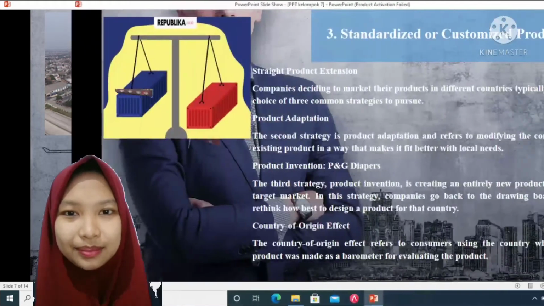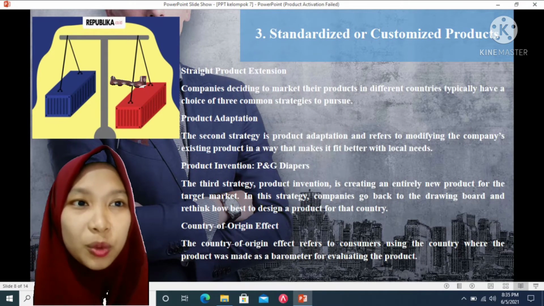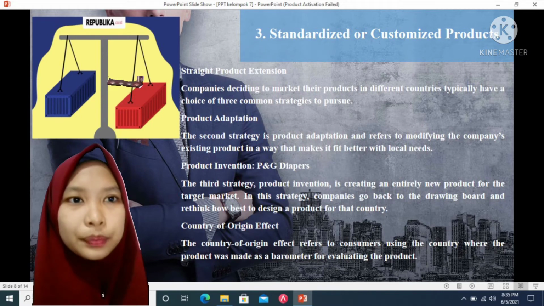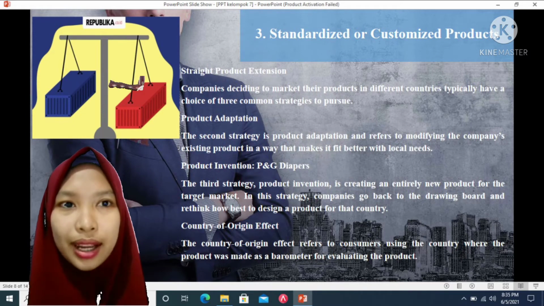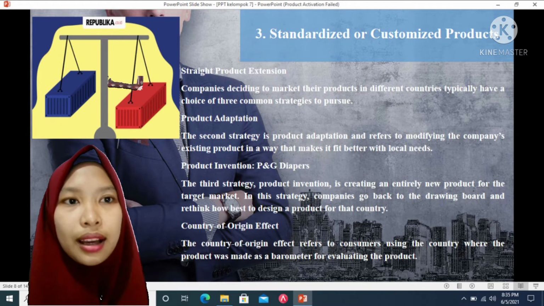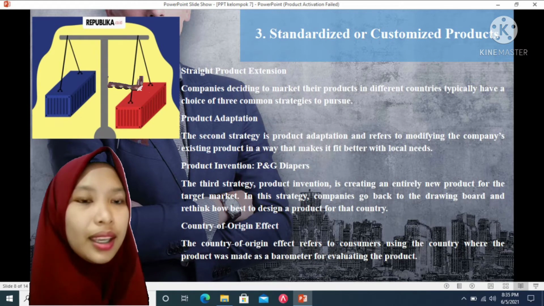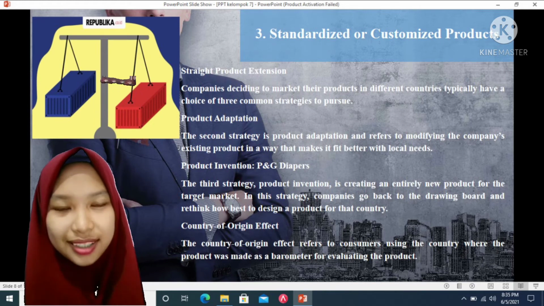Okay. Straight product extension. Companies deciding to market their products in different countries typically have a choice of three common strategies to pursue. The first, straight product extension, means taking the company's current products and selling them in other countries without making changes to the product. Okay. 2. Product adaptation.